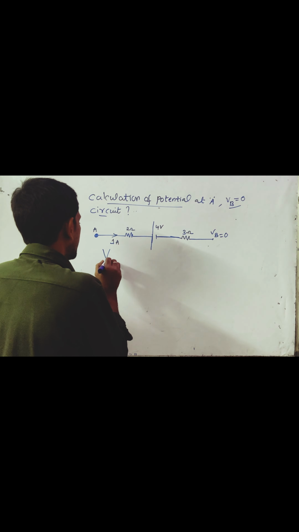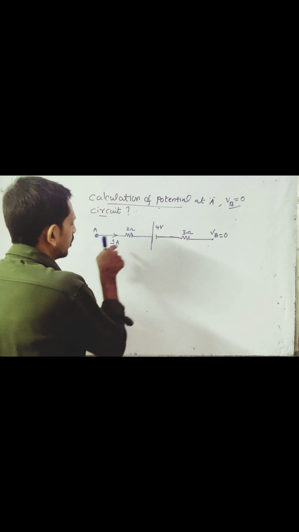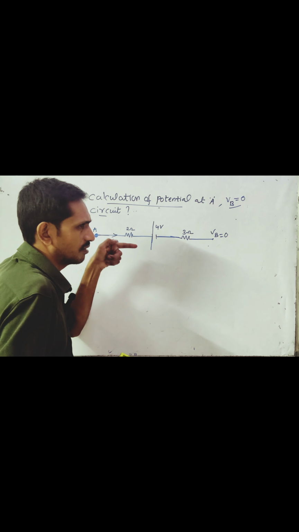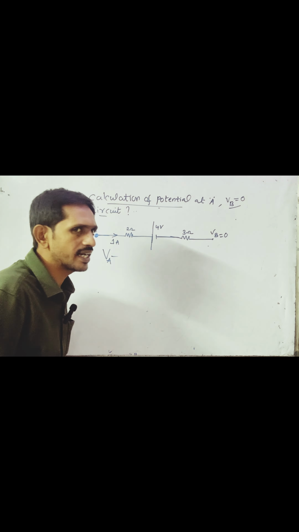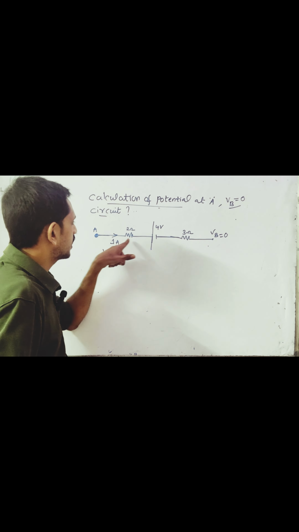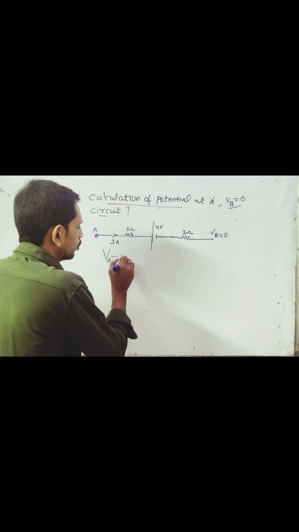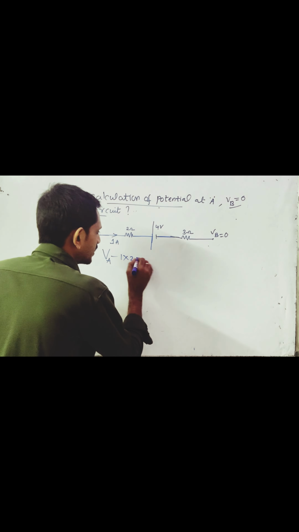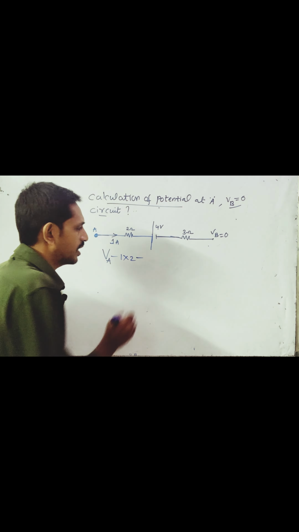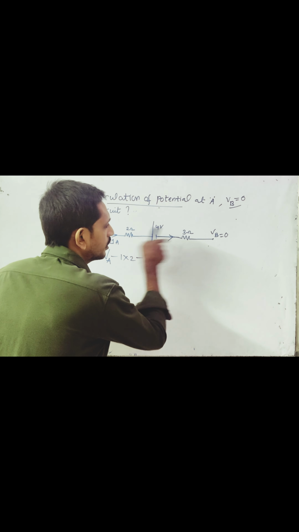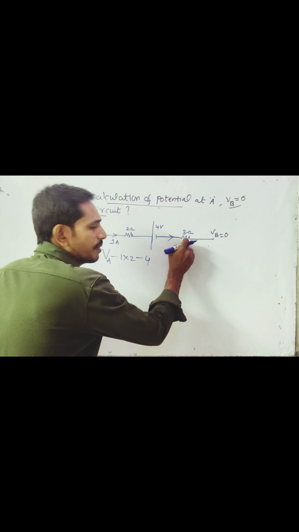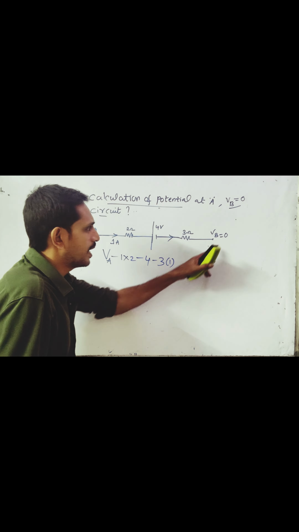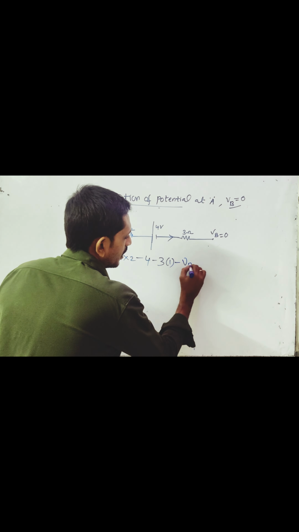So I can take VA, the potential at point A, and this is my direction. I am going from A to B, and what is the current in this element? It is along my direction, so we take the sign of the voltage across the resistor as minus I into R. The current is 1, resistor value 2, so 1 into 2. Also we are entering into the positive terminal of the battery, so we assign the sign minus. How much EMF is there? Minus 4. And also we are going along the current direction in the resistance, so the sign for the 3 ohm is minus. So 3 into the current 1 ampere, 3 into 1, and at the lower potential we assign minus VB, which is equal to 0.